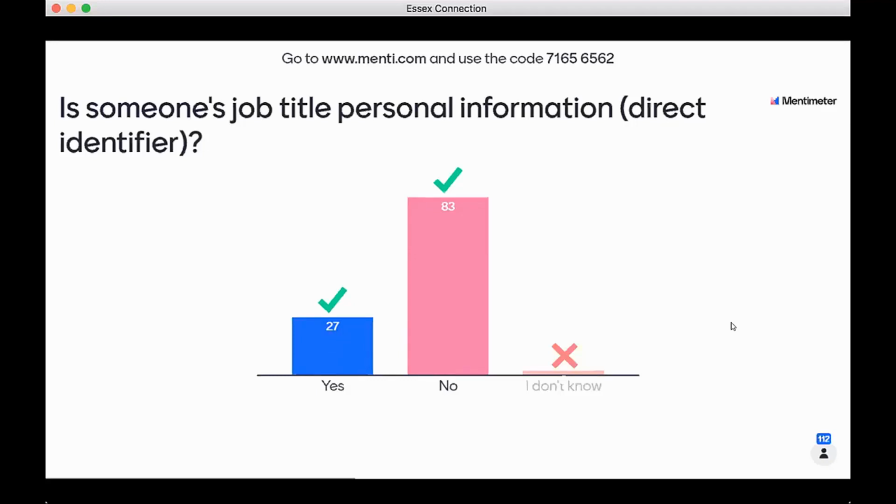Or if someone has a very public position, then of course that would be personal information because it would link to that person in particular. So it depends. Of course, if it's a research officer, then that is not pointing to a specific person, so it wouldn't be a direct identifier. Okay, all right, let's move to the next question.